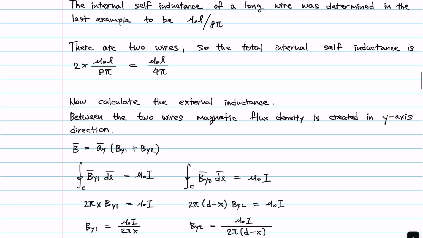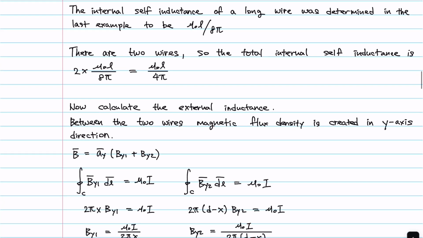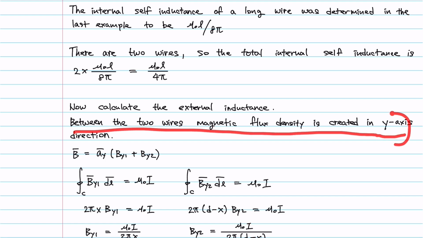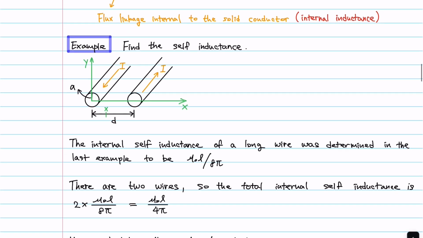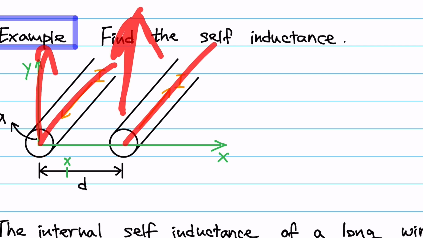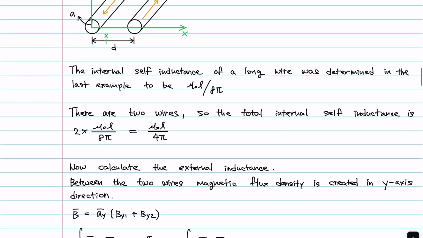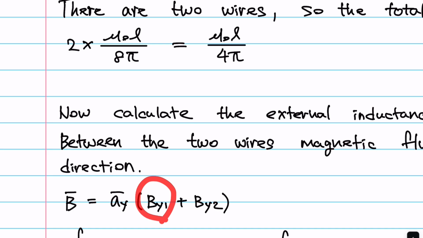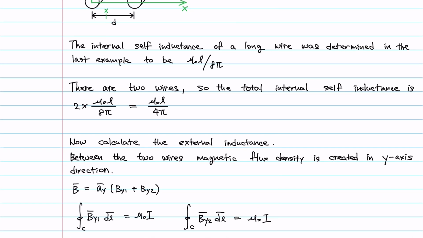Now we need to calculate the external inductance because there are two wires. Between the two wires, the magnetic flux density is created in the y-axis direction. We have already discussed this. If you apply the right-hand rule, we know that the magnetic field between them is pointing upwards in the y-axis direction. So now you can see that there are two contributions in the y-axis direction, but in total it is purely in the y-axis direction. So it's a_y, the unit vector, with two contributions coming from the first conductor and the second conductor. So that's the B equation.